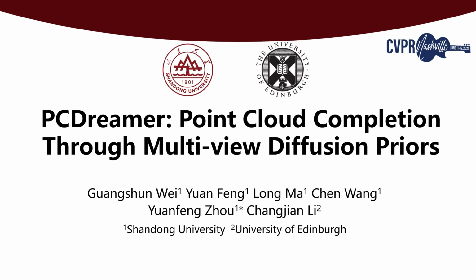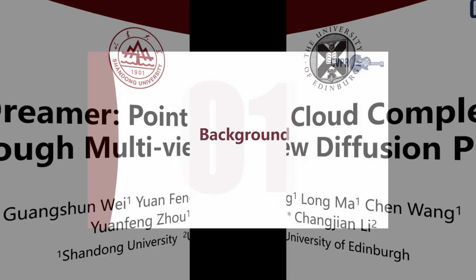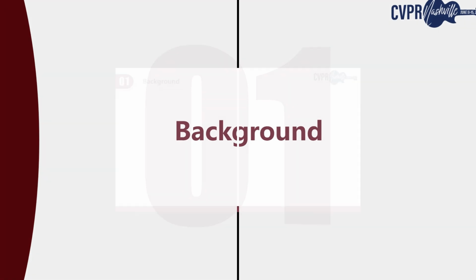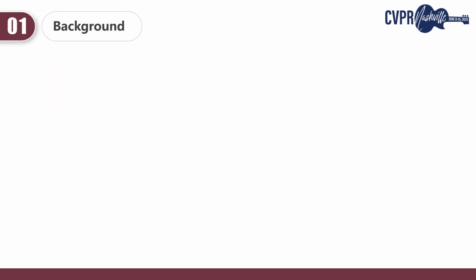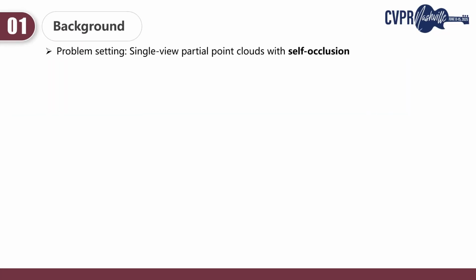We present PCDreamer, a novel method for point cloud completion through multi-view diffusion priors. First, let's begin with a brief introduction to the background of point cloud completion. Our work focuses on single-view partial point clouds with self-occlusion.